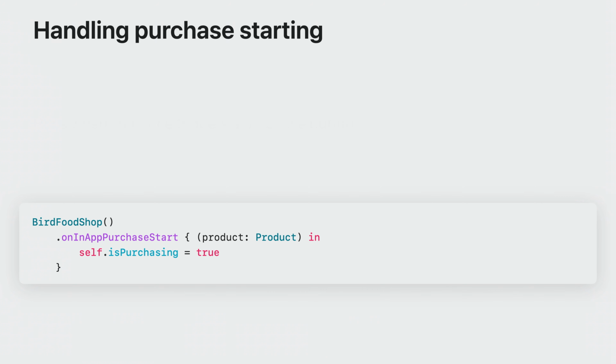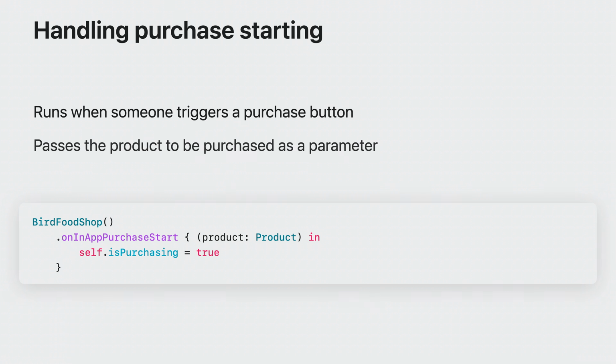In addition to on in-app purchase completion, there are a few other related view modifiers you can use to handle events from StoreKit views. You can use on in-app purchase start to handle when someone triggers a purchase button, but before the purchase begins. This is useful if you want to update some UI components while the purchase is running, like dimming controls. The function you provide here receives the product that will be purchased as a parameter.